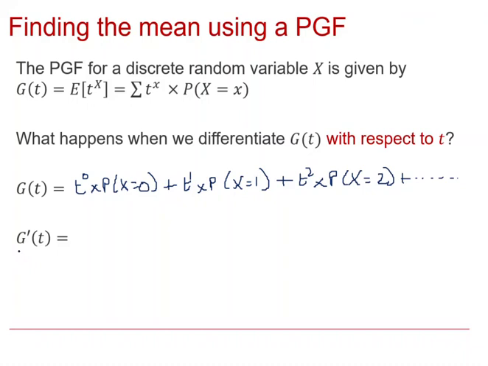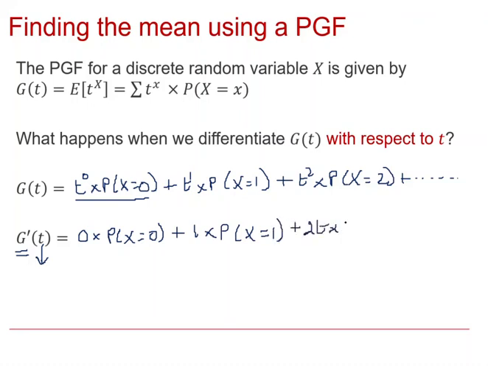Now we're going to consider what happens when we differentiate the generating function with respect to our dummy variable t. I think you can see that if we differentiate t to the 0, which is 1, we're going to get 0. For the second term, if we differentiate t to the 1, we just get 1. And t squared, we'd get 2t multiplied by the probability that x equals 2. And as I say, do try a few more terms yourself.